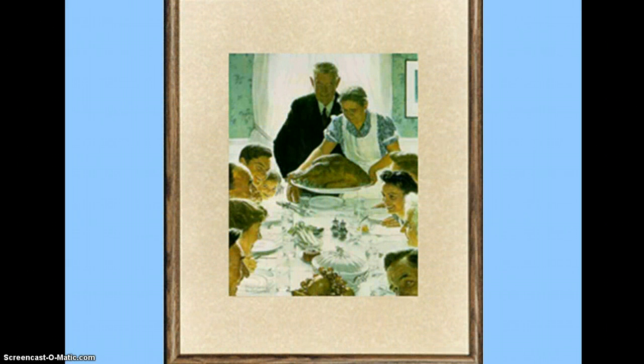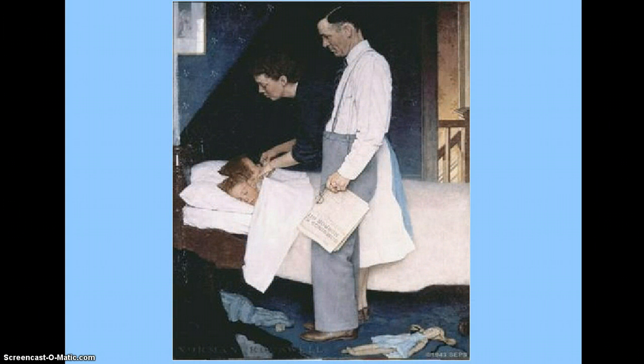Number 2, freedom to worship. Again, describe. Number 3, freedom from want. Again, describe how this is portrayed. And last, freedom from fear. Put down the freedom and also how it's portrayed in this painting.